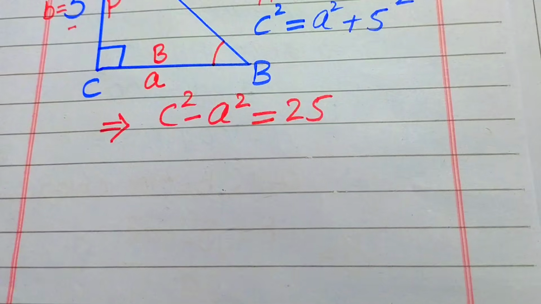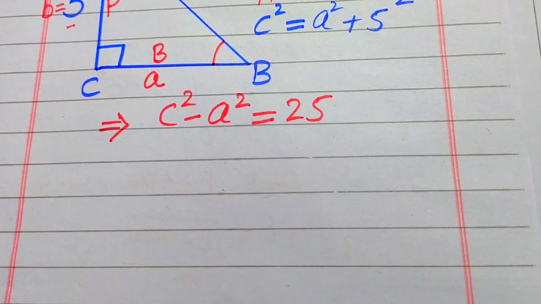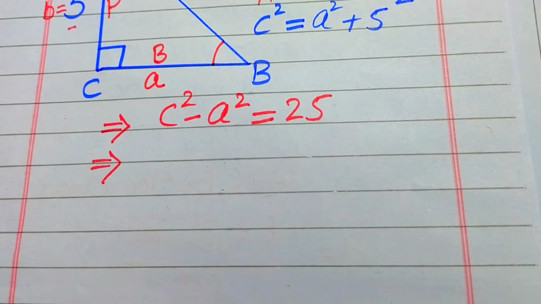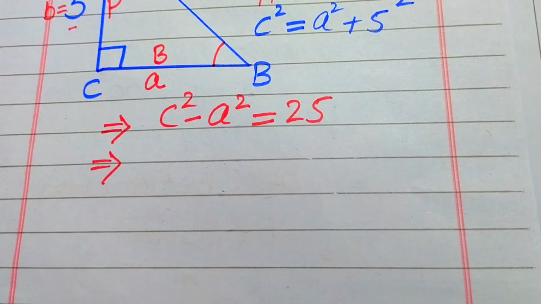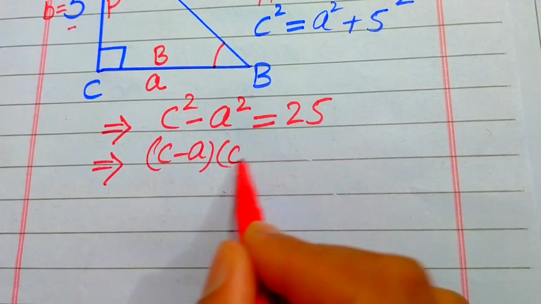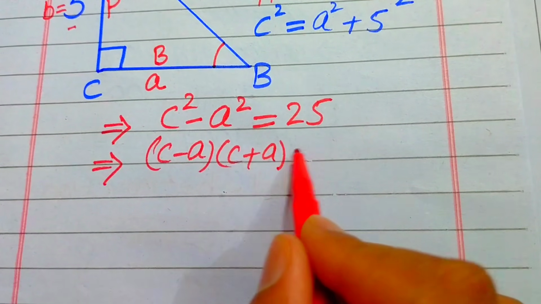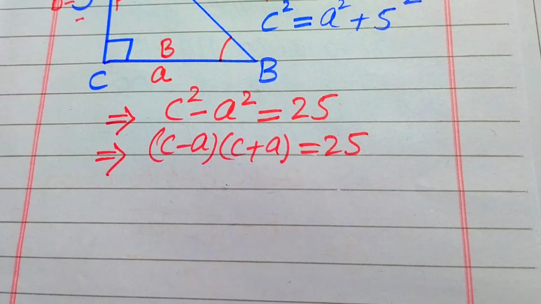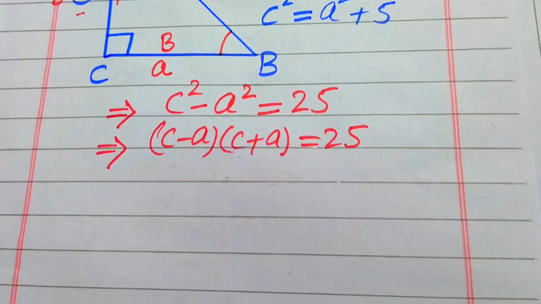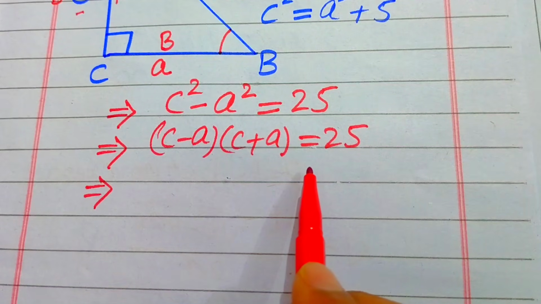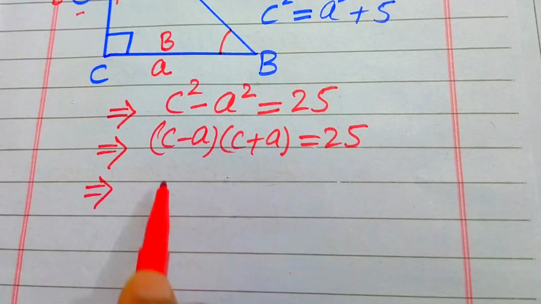So first our target is to get the values of a and c, and here you know that the left hand side is a very famous algebraic formula. So c square minus a square equals c minus a times c plus a, which equals 25. You see that in the left hand side we have two factors multiplied by each other, but in the right hand side we have only one factor, so we need to make the right hand side the product of two positive integers.